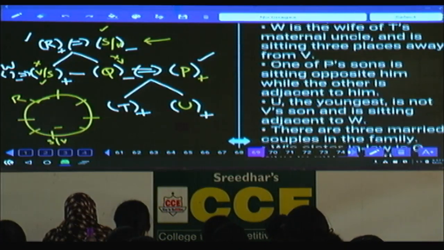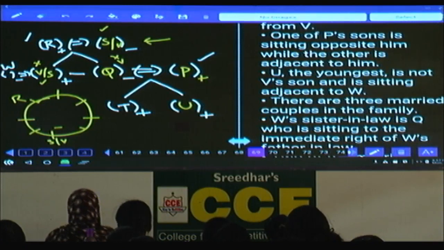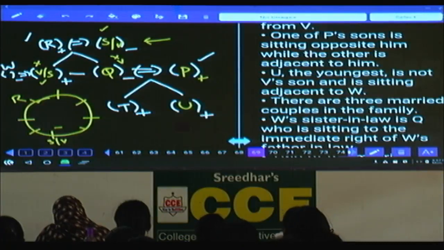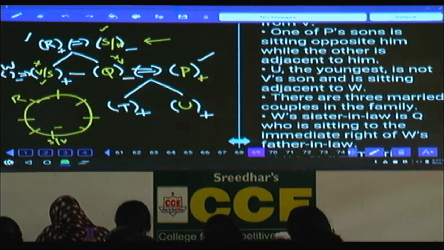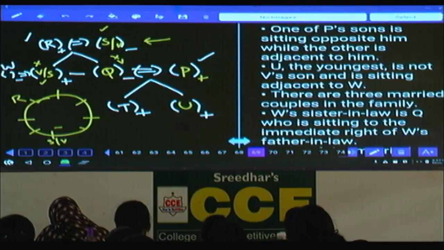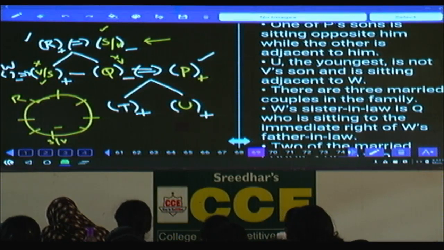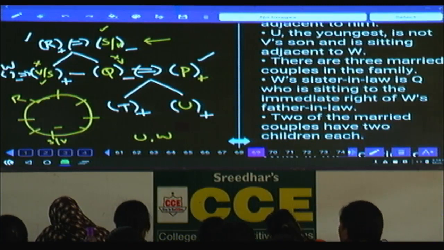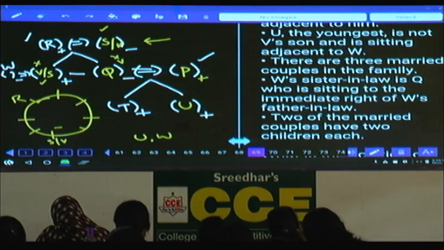Then one of P's sons is sitting opposite to him. That means P is opposite to either T or U, and another one is adjacent to this one, isn't it? As R is at this place, U is the youngest in the family, is not V's son, and is sitting opposite to W. Now U and W are adjacent to each other.